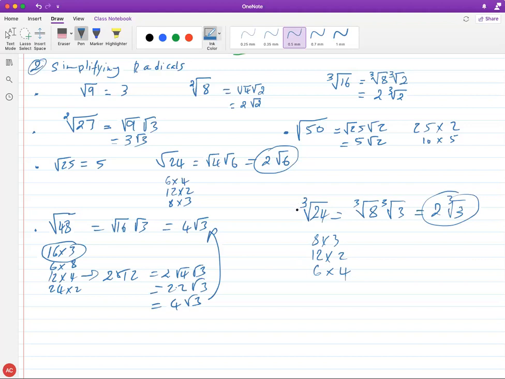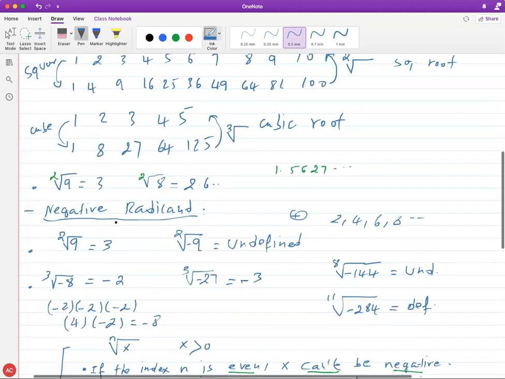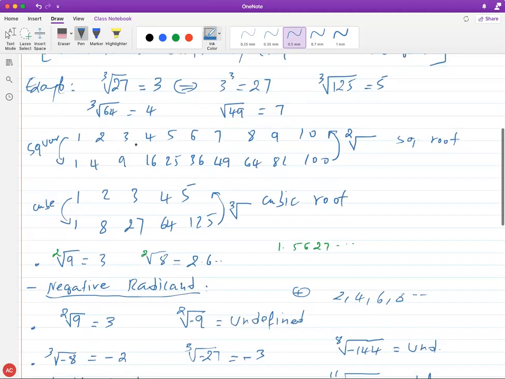Again, be careful with this. See how they're completely different. This is the square root, or index 2, and this is the cubic root, or index 3. So again, it helps to know at least the first 10 squares with the square root, and at least these 5 here with the cubic root. And any other index works the exact same way.